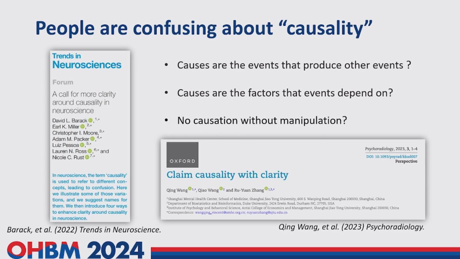A lot of people are talking about causality, and we are confused, because we don't have a formal definition of causality. Some people say that causes are the events that produce other events. Some others say causes are the factors that events depend on. And some people claim that there's no causation without manipulation. And the question is, are we really able to manipulate everything? I don't think so.